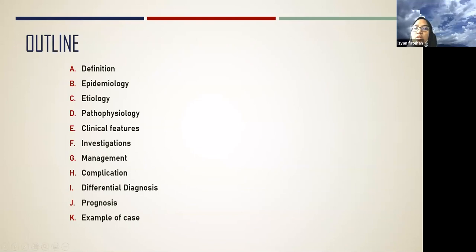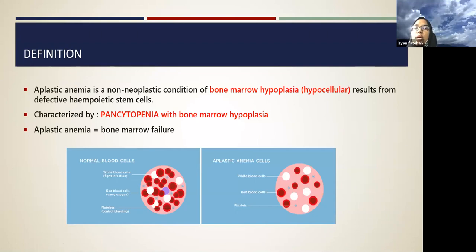Okay, so this is the outline of my presentation. We will start with the definition of aplastic anemia. It is a non-neoplastic condition of bone marrow hypoplasia resulting from defective hematopoietic stem cells. The main important point is that it is characterized by pancytopenia with bone marrow hypoplasia. The term aplastic anemia itself, anemia, just refers to a low red blood cell count. It is a misnomer; it should be aplastic pancytopenia.